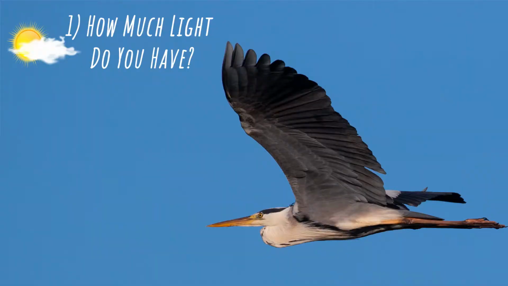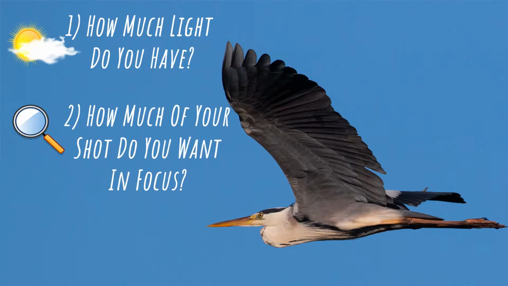So before setting your f-stop or your aperture setting, first ask yourself these two things. One, how much light do I have to work with? And two, how much of my shot do I actually want in focus? Most wildlife photographers suggest keeping your aperture settings as wide as possible to create that shallow depth of field or blurred background look, emphasizing your subject and making it kind of pop out of the frame. And when I started wildlife photography, that's exactly what I did. But over time, I've come to learn that it's not always that simple when you're in the field.